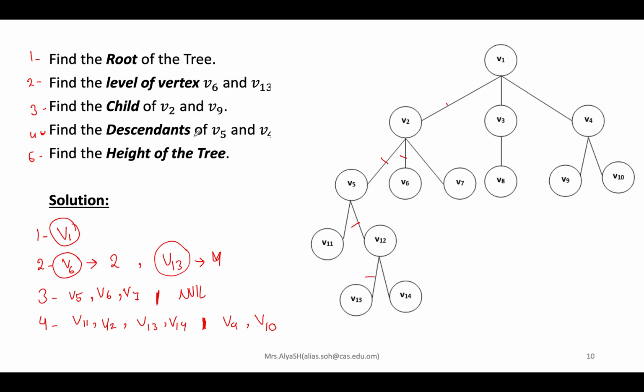Finally, the height of the tree, which is the number of vertices in the longest path in the tree. So the longest path from V1 to V14, and here we got 1, 2, 3, 4, and 5. So the height of this tree is 5. All right.